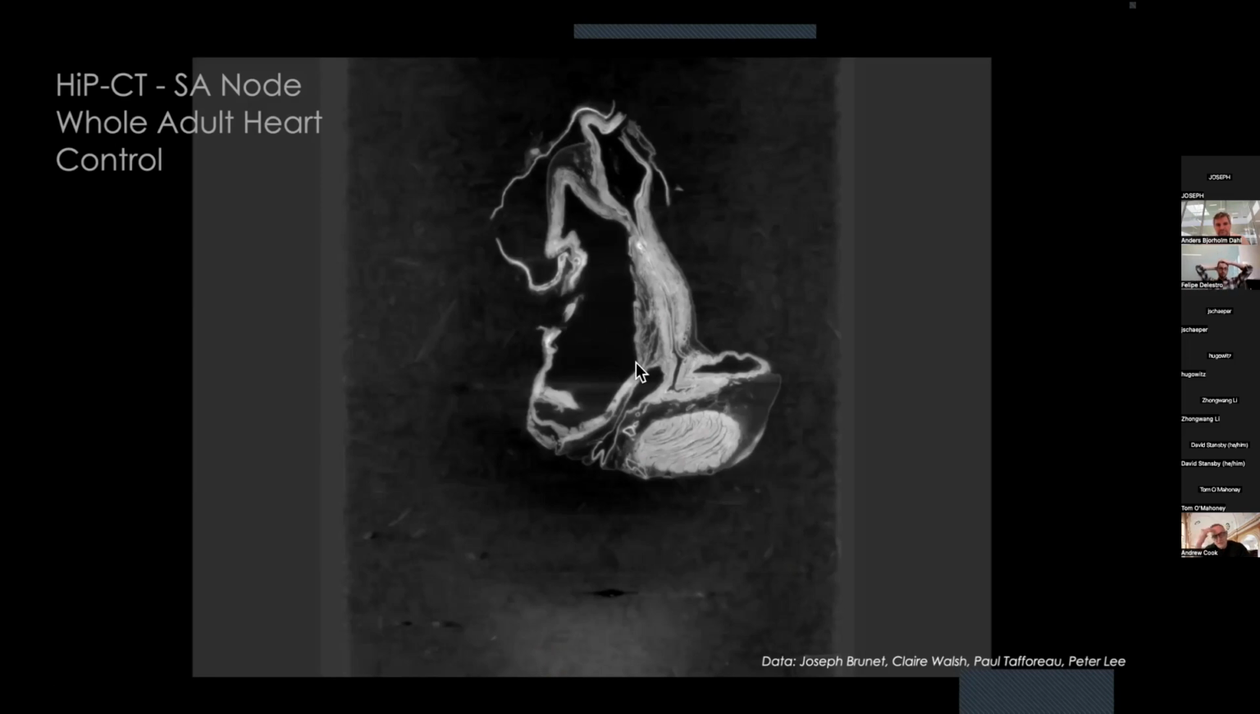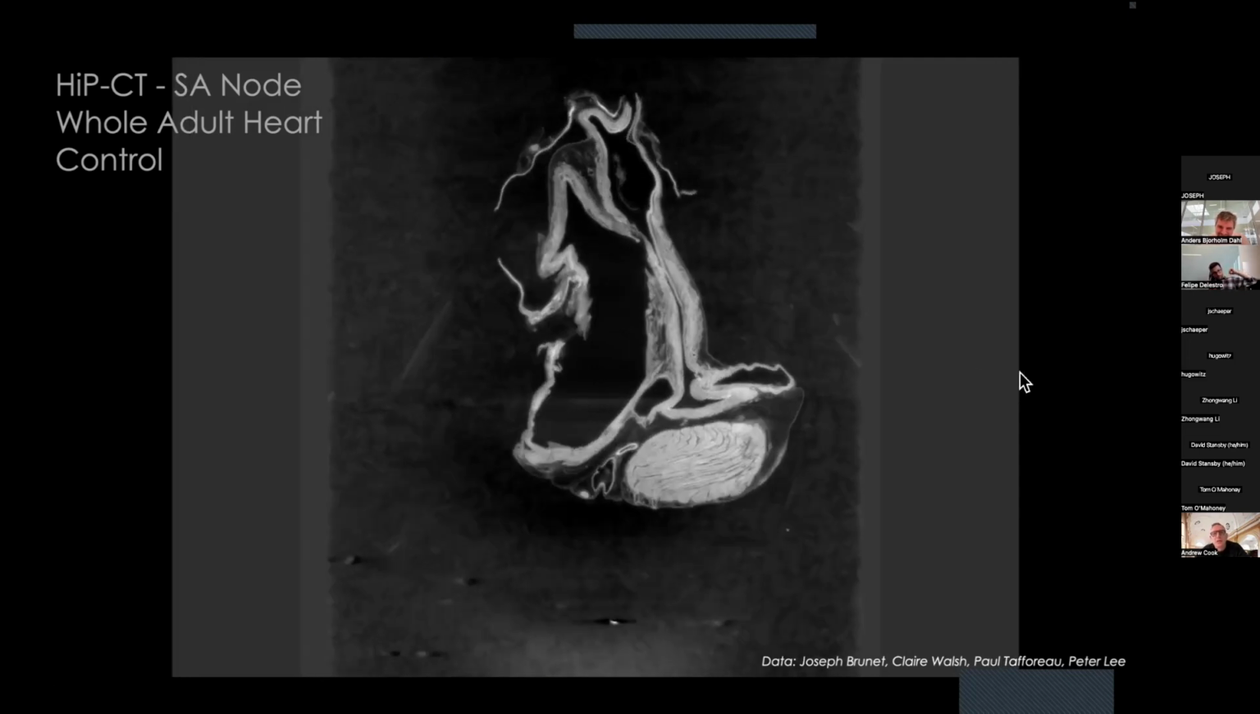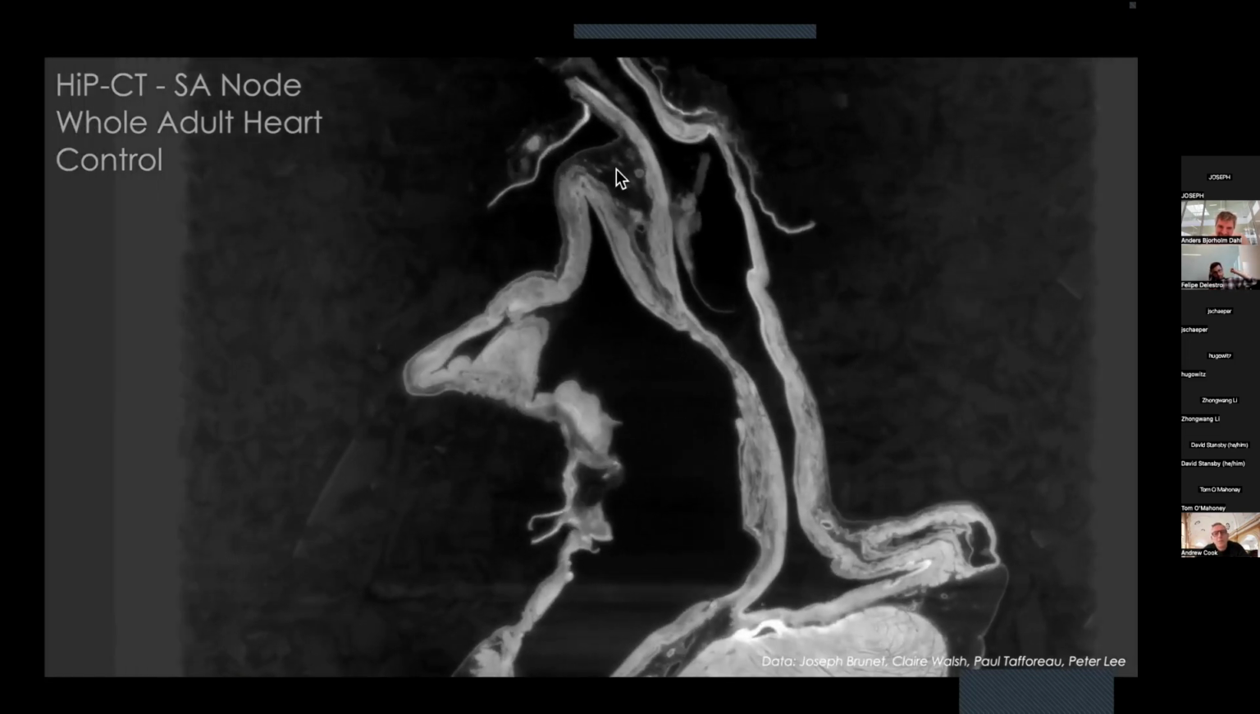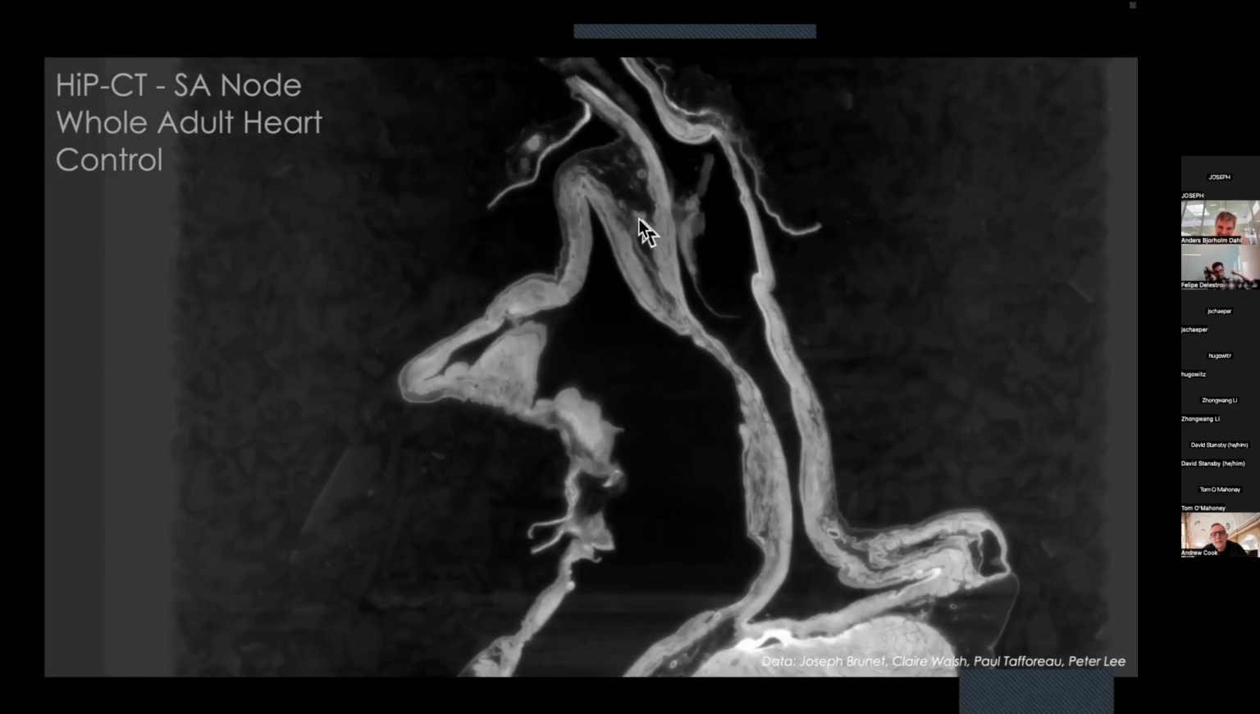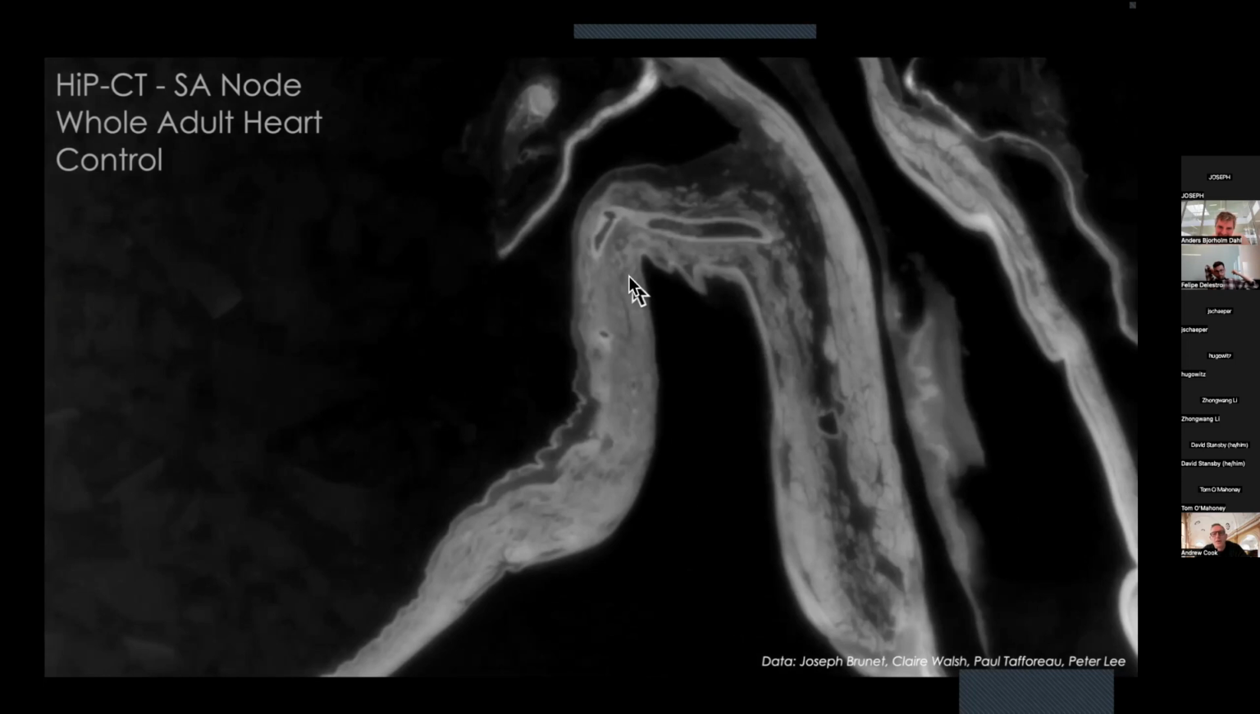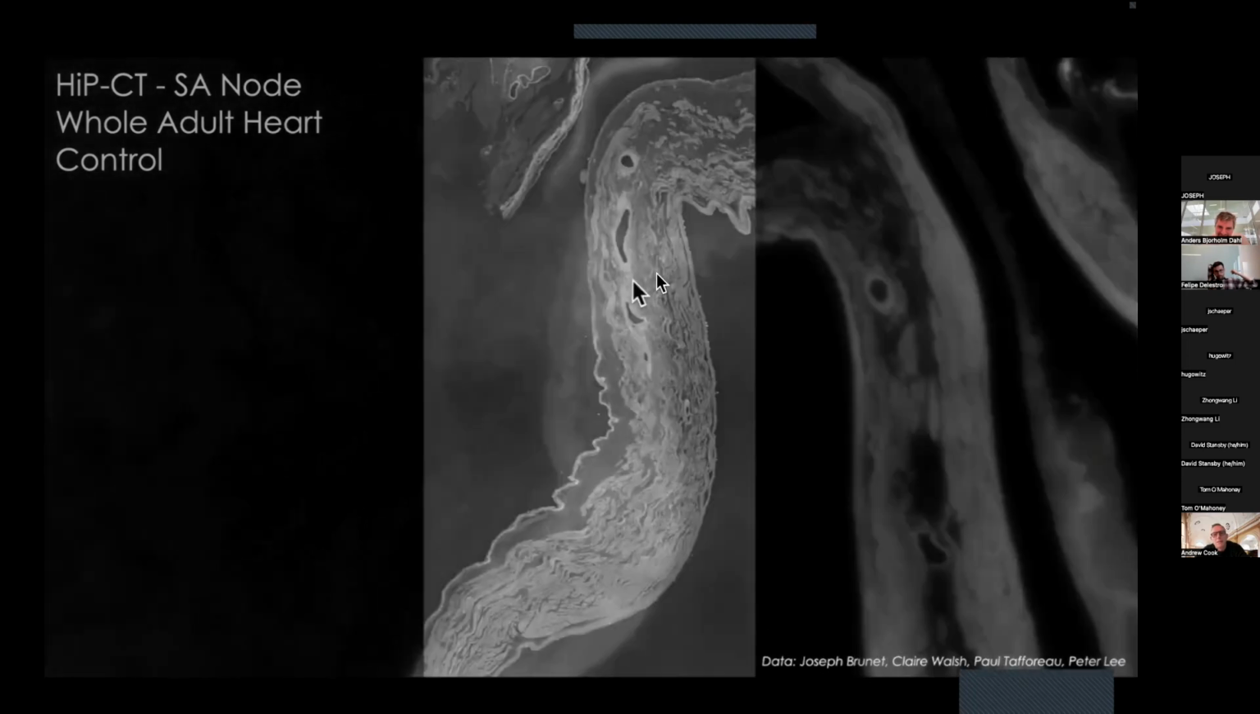This is one of my videos, and it's not particularly good, but I think it illustrates the point. This is a control heart, and we're going to zoom in on this upper region, which is the area where that little artery is. It'll go to high res in a minute. So this is the artery to the sinus node.